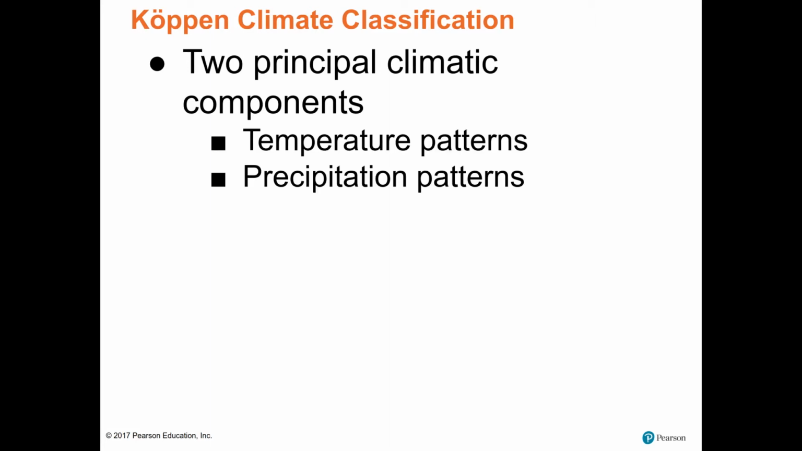So one of the keys to the Koppen climate classification's success is that it's very straightforward and it just uses temperature patterns and rainfall patterns to classify climates. That data is readily available worldwide.